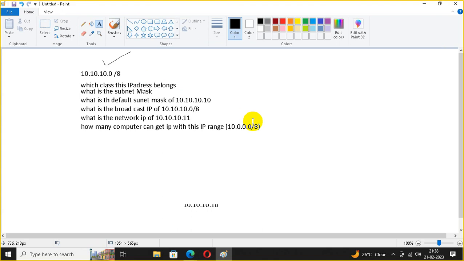So first question: which class does this IP address belong to? Class A. Okay. Sapon, when I ask you, please tell the answer, or else please stay silent. So it is Class A. Perfect. What is the subnet mask? Subnet mask is a two.